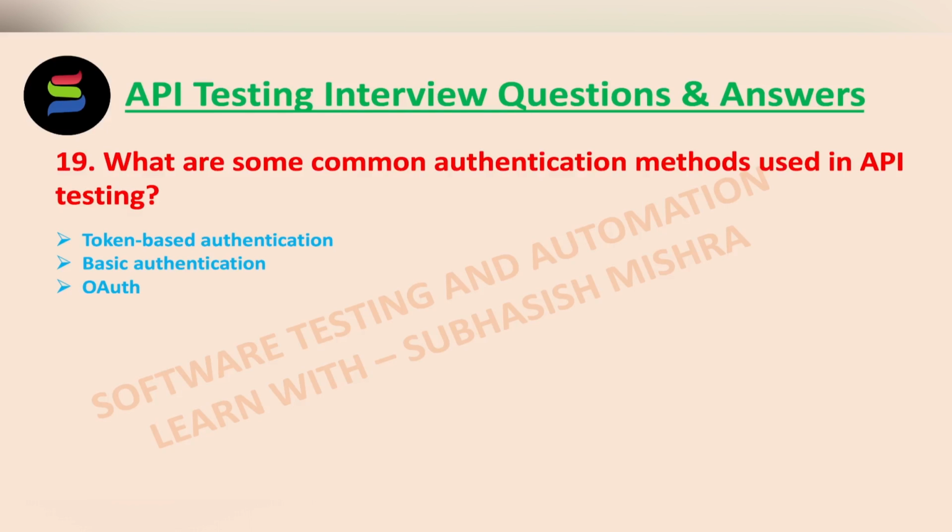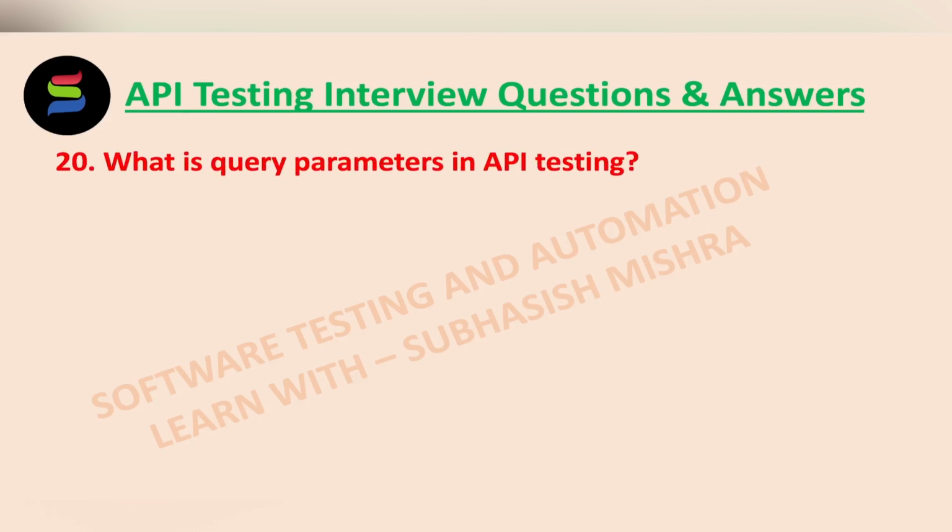In basic authentication, it involves sending the username and password as part of the API request header, which is encoded in base 64 format. OAuth is a very widely used authentication framework that allows for the delegation of access rights from one entity to another without sharing credentials. We will move to the next question. What is query parameter in API testing?